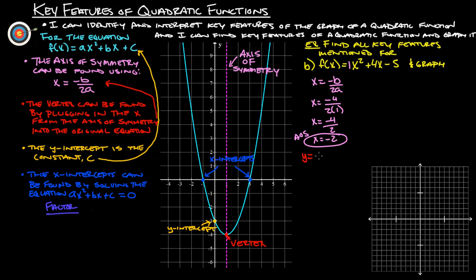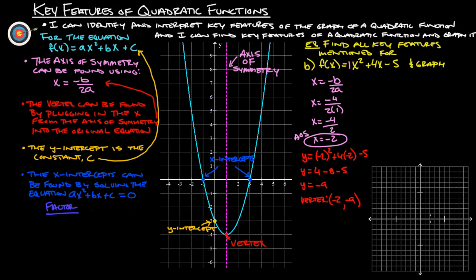So we get y equals -2 squared plus 4 times -2 minus 5. So we get -2 times -2 is 4, 4 times -2 is -8, and then minus 5. So we get that our y value here is going to be what? -9. Okay. So the vertex then will be, we already had -2 for our x, and then our y now is -9.